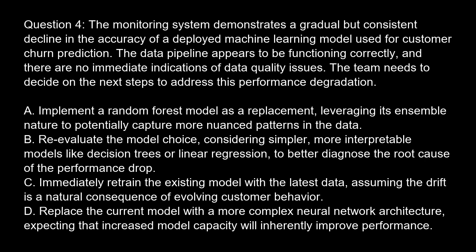Option C. Immediately retrain the existing model with the latest data, assuming the drift is a natural consequence of evolving customer behavior. Option D. Replace the current model with a more complex neural network architecture, expecting that increased model capacity will inherently improve performance.